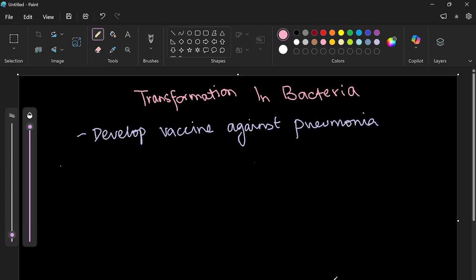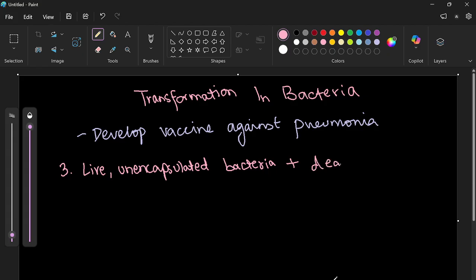So what happened is that in the third step, the live but unencapsulated bacteria were injected. So this is a thing to note that the injection has both the live unencapsulated bacteria, sorry, and it also has dead but encapsulated bacteria.